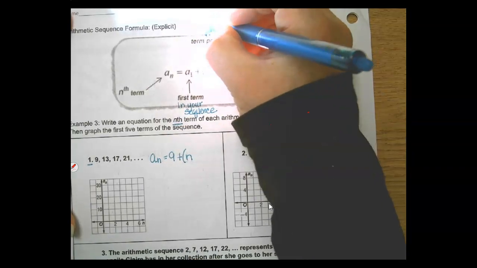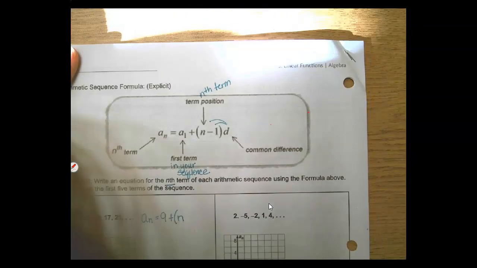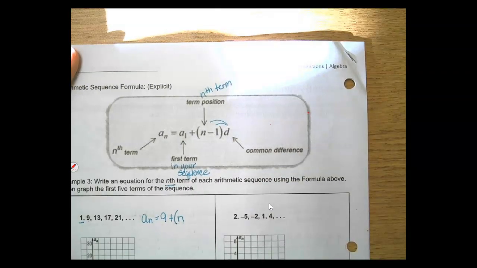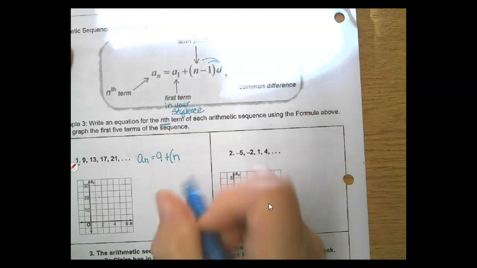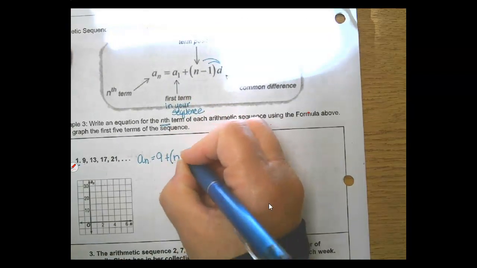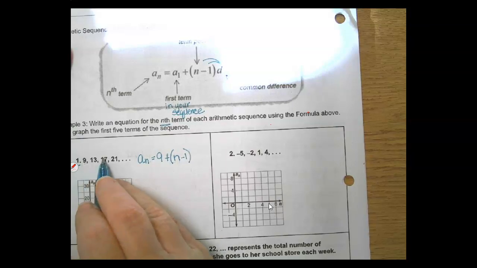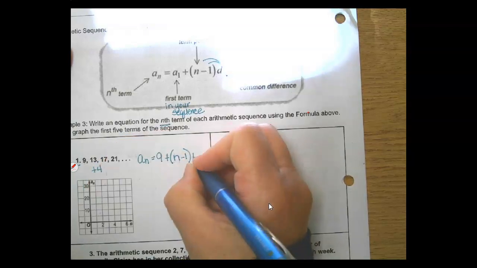Let's add that up here. You can't see it. There it is. It's so bright in here. Okay. And so we're just using this formula. It says n minus 1. And then what is my common difference? What are you doing each time? Increasing by 4. So I'm going to put a 4 here.